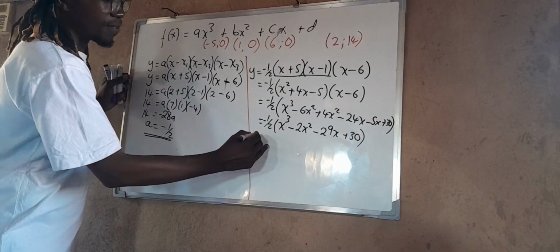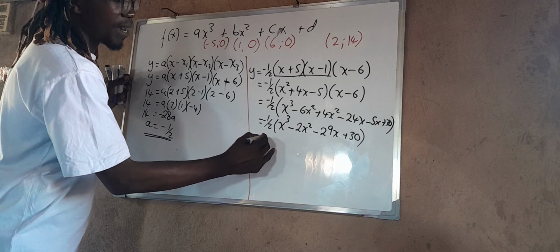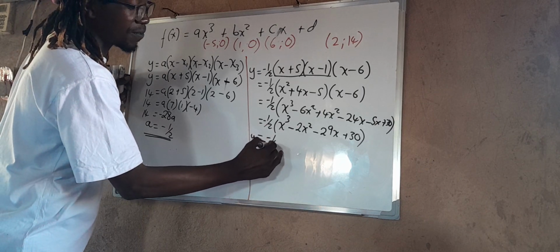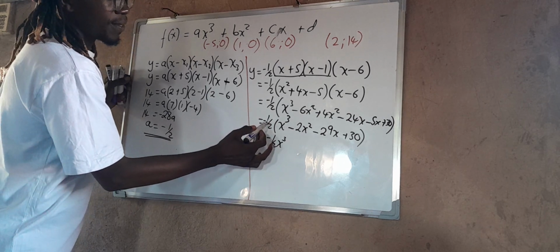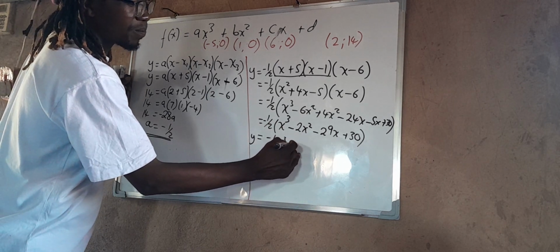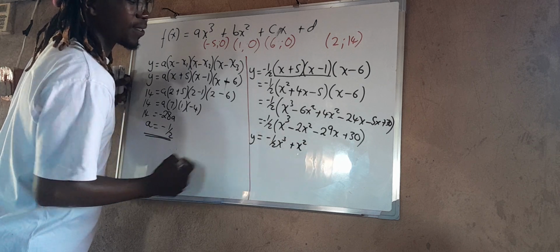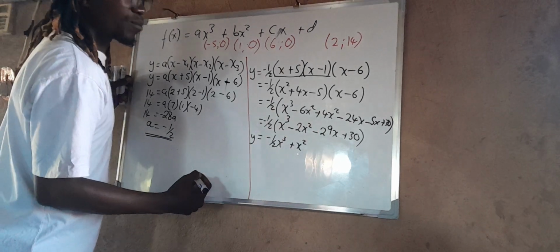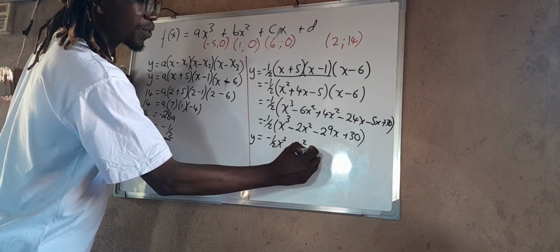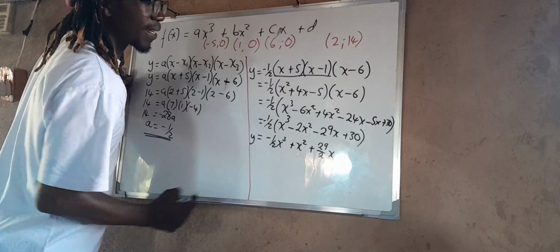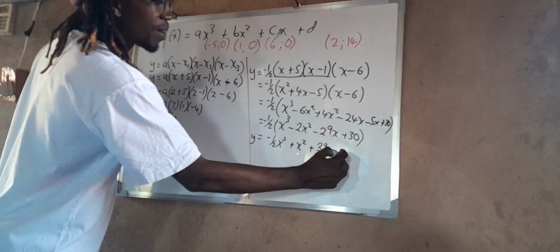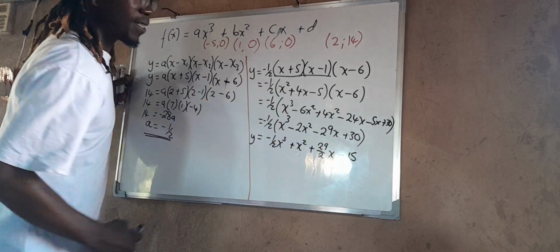By negative half, right? So this multiplied by that is negative half x cubed, right? This multiplied by that becomes positive x squared. This multiplied by that becomes what? Positive 29 over 2x. And this multiplied by that becomes negative 15, right?